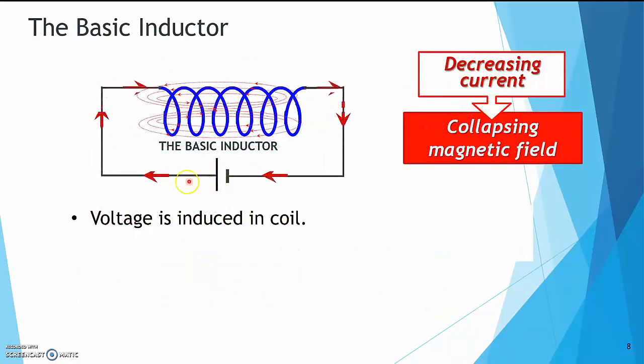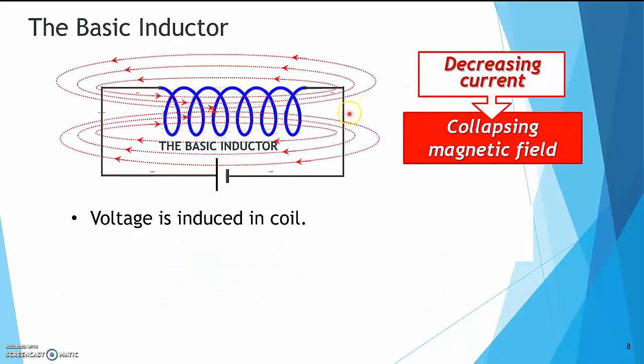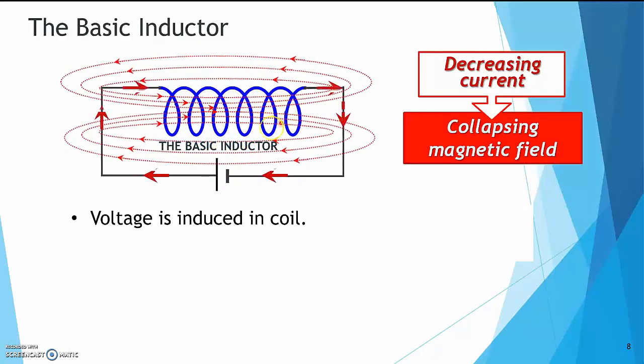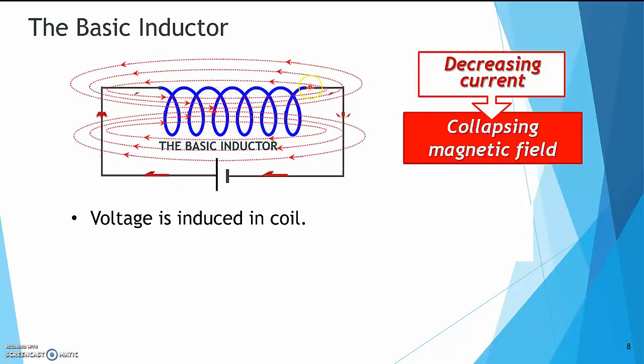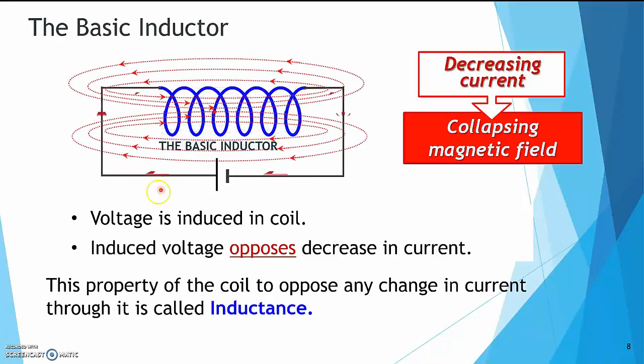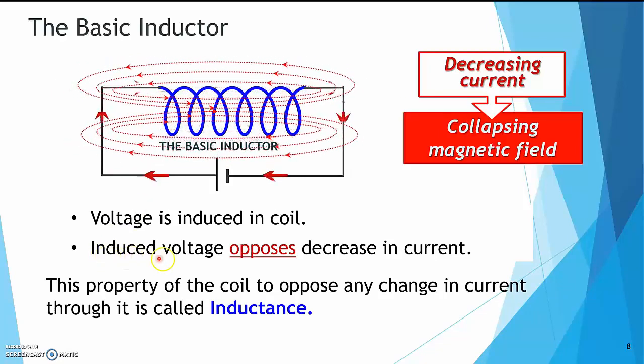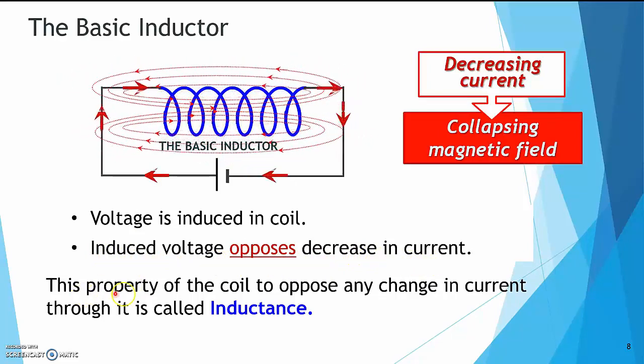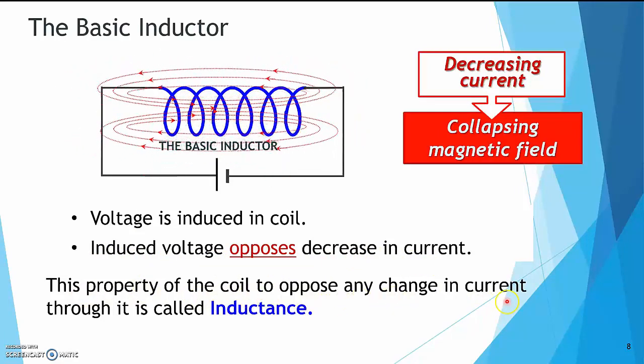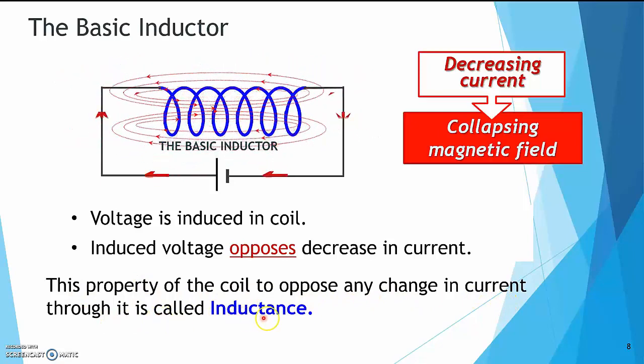On the other hand, if we decrease the current going through the coil continuously, the magnetic field around the coil will decrease and collapse continuously too. The changing flux in the coil will still induce a voltage across the coil. According to Lenz's law, the polarity of the induced voltage will oppose the decrease in the current. This property of the coil to oppose any change in current through it is called inductance.